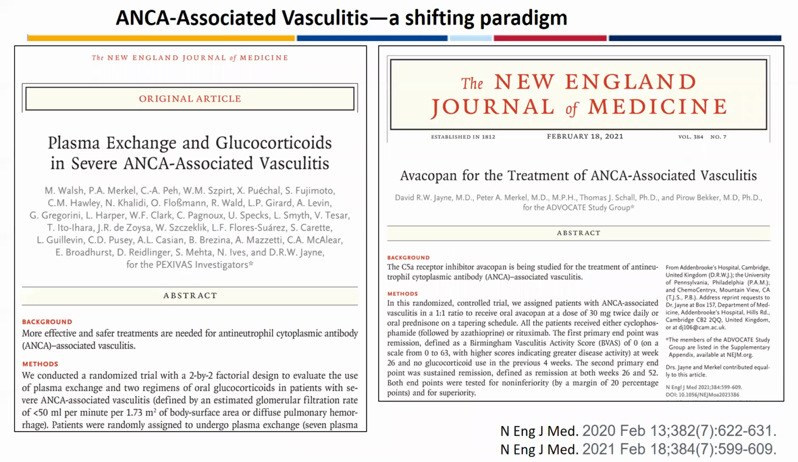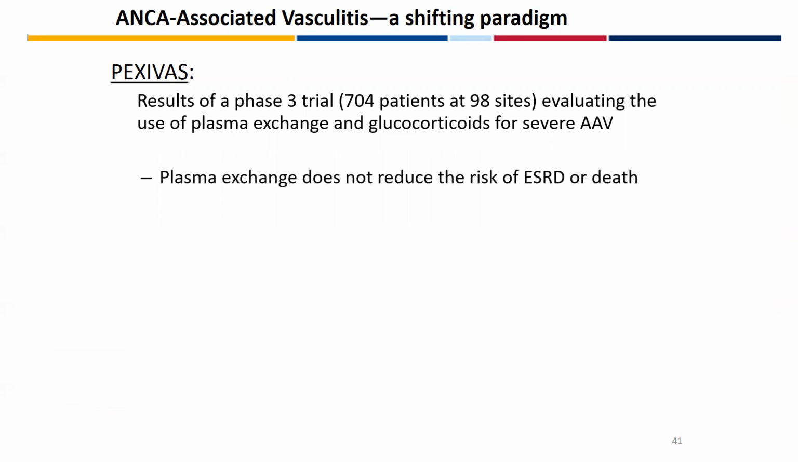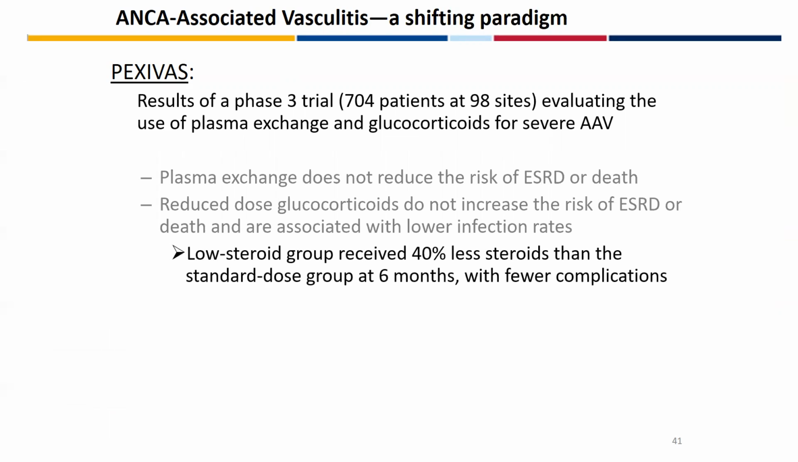So I'm showing here two articles published in the New England Journal, one a year ago, February, and one a week ago, February, that help illustrate this point. The first is the study PEXAVAS, which was a phase 3 trial looking at plasma exchange and glucocorticoid use for severe ANCA-associated vasculitis. What this study found was that plasma exchange does not reduce the risk of end-stage renal disease or death, and that lower doses of steroids also do not increase the risk of end-stage renal disease or death. In fact, the low steroid group was able to receive 40% less steroids than the standard dose group at the 6-month mark with fewer complications.